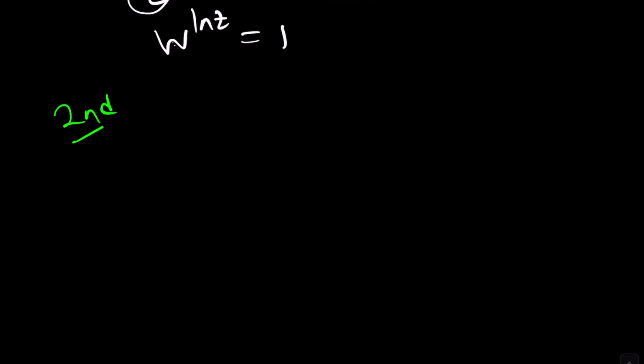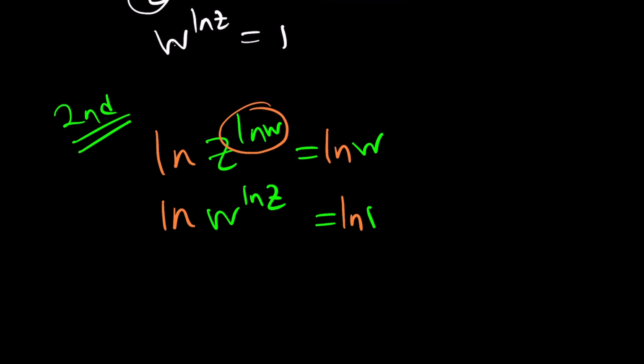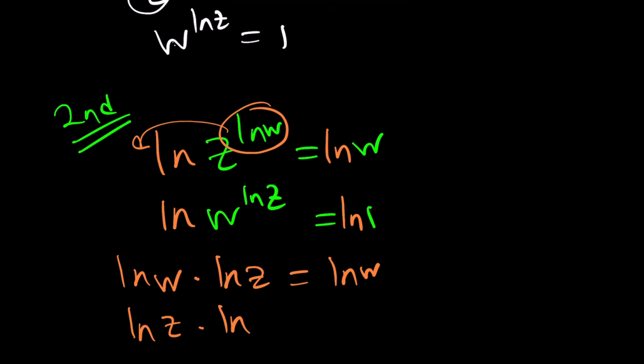The second approach is really, really cool, because it'll show you a really nice identity that you should definitely know. And this makes the problem a lot easier. So if you natural log both sides in both of these equations, let's see what you're going to get from there. This is going to be coming to the front. You're going to get ln w times ln z equals ln w, and ln z times ln w equals ln 1, which is 0. And then from here, you can kind of put those two things together, right?